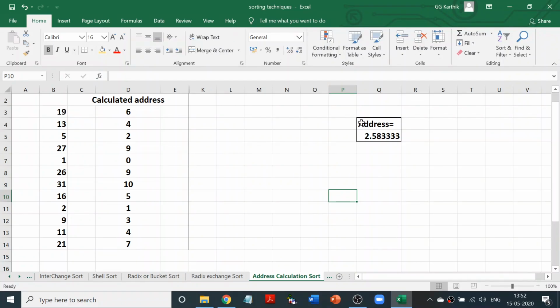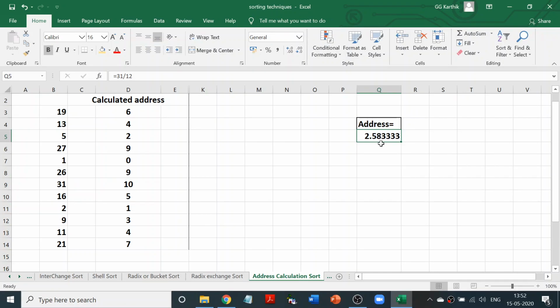What do you mean by address is, you have to take the biggest number here, whatever is the largest number, divided by the number of values you have. For example, here I have 12 numbers to be sorted. So I will take the largest number, which is 31, and divide by 12 to find an address. This is called the found address for your address calculation sort: highest number divided by the number of numbers. 31 by 12 is 2.58, which I can round off to 3.